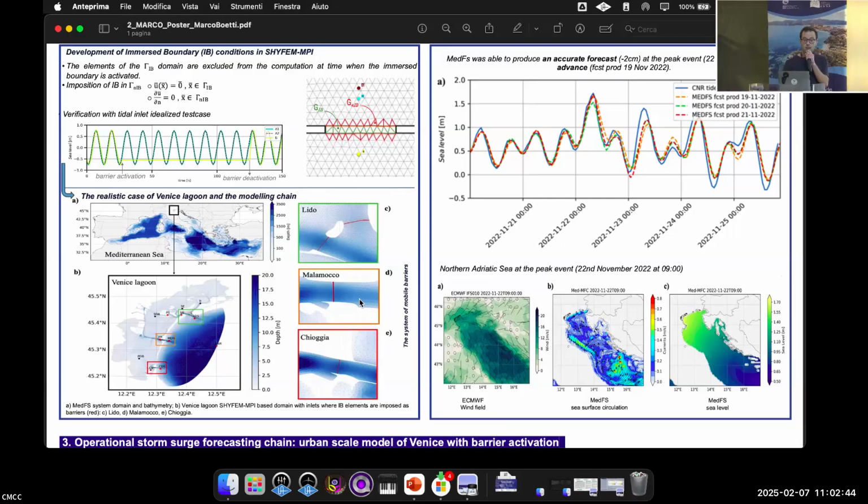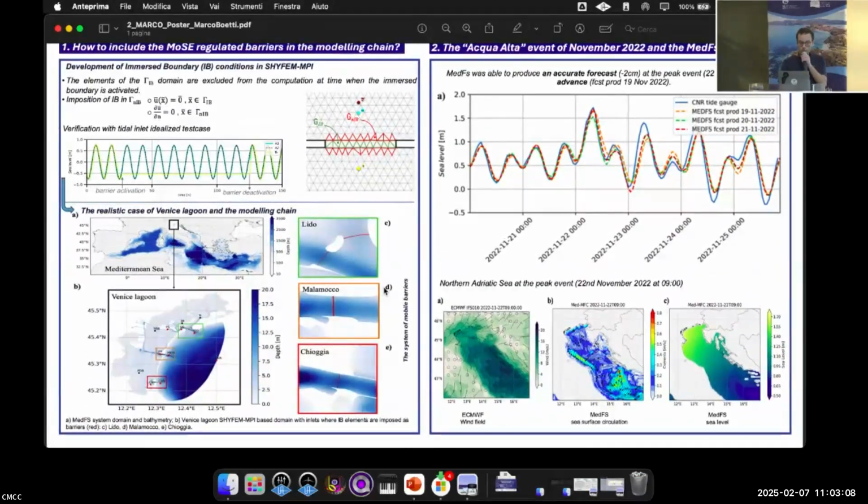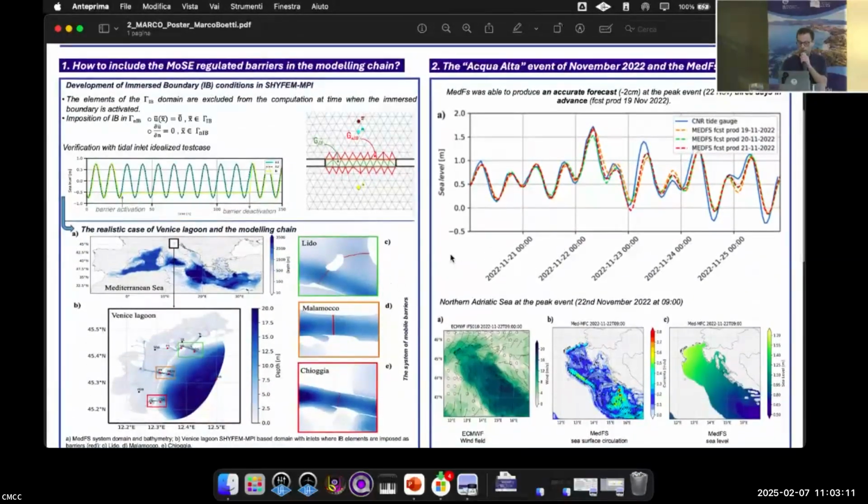This, however, represents the main gap with modeling, because there has been so far very little work in trying to represent them. What we have done is to develop an immersed boundary method that we embedded in our urban scale model SHYFEM to represent and to mimic the effect of these barriers. We tested our approach in the November 2022 storm event. It was one of the strongest surges ever recorded in the lagoon, and during it the MOSE was activated 4 times.